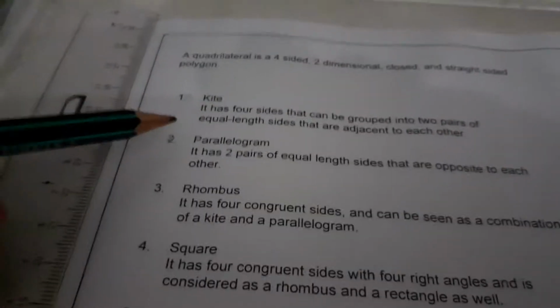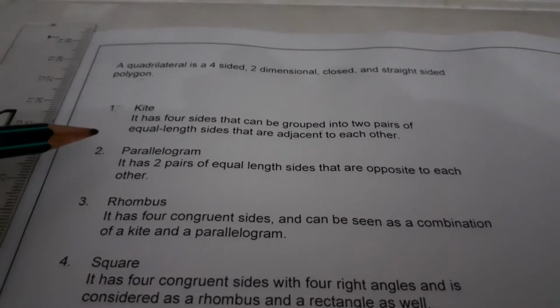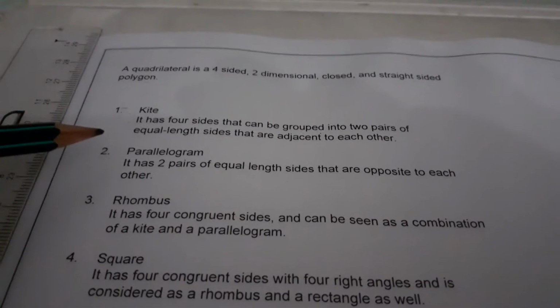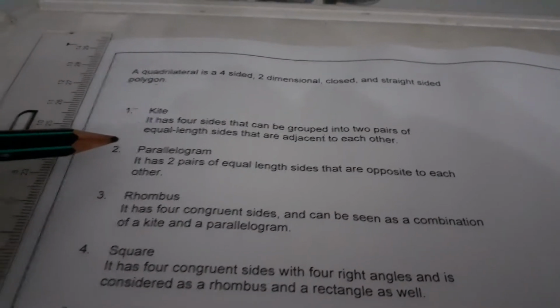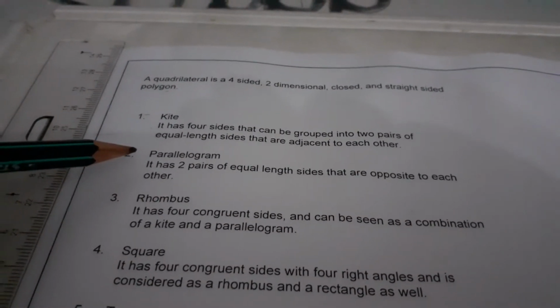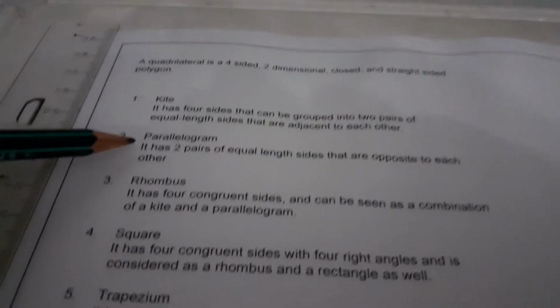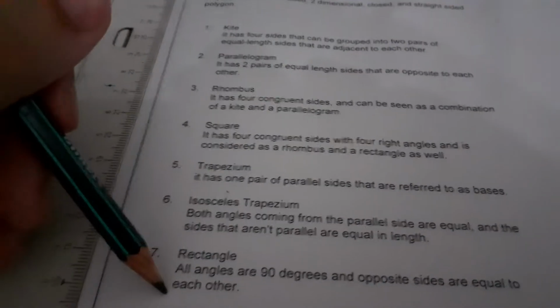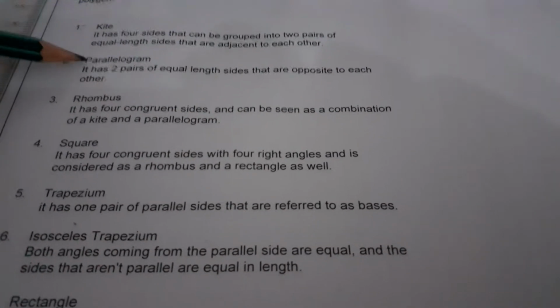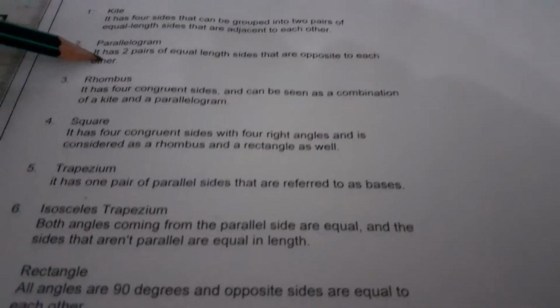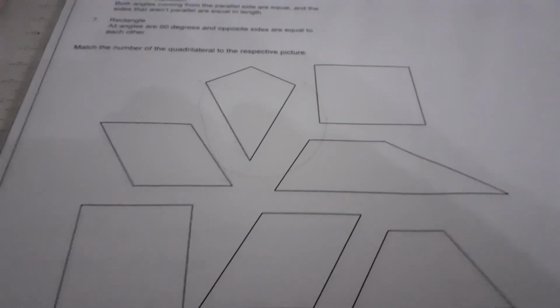Now, parallelogram. It has two pairs of equal length sides that are opposite to each other. Now, I'm not going to show you the rest of these over here because I want you to pick them out for yourselves, okay? So, parallelogram. It has two pairs of equal length sides that are opposite to each other. So now you have to pick which one it is from here. Okay?